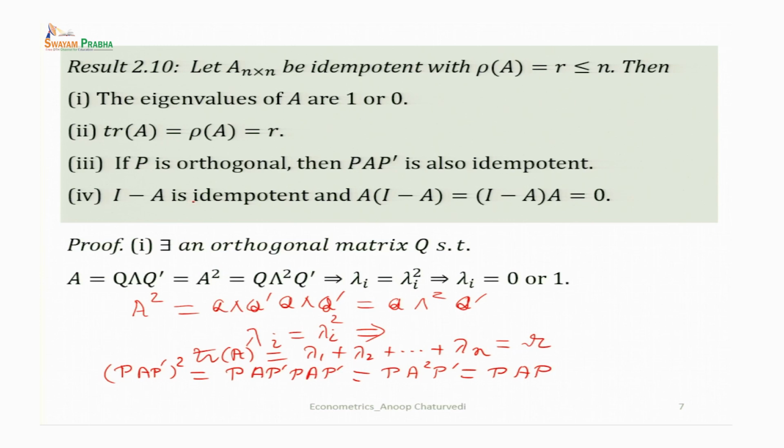Again, I minus A is also idempotent. You just take the square of I minus A, you get I minus A plus A square, then A square is equal to A. So, ultimately you get I minus A. So, you can easily verify it. Further, A into I minus A is equal to A minus A square, then again A square is equal to A. So, you get A minus A, which is 0. Similarly, I minus A into A is also equal to 0.